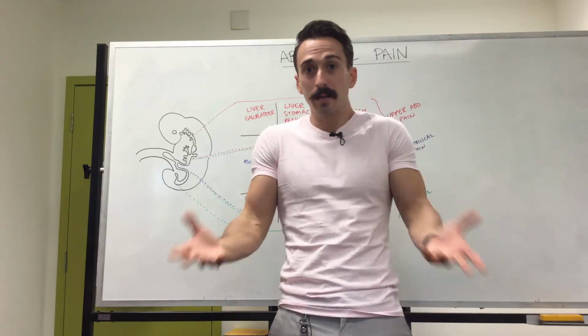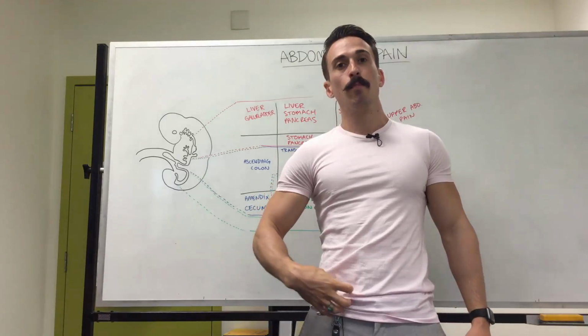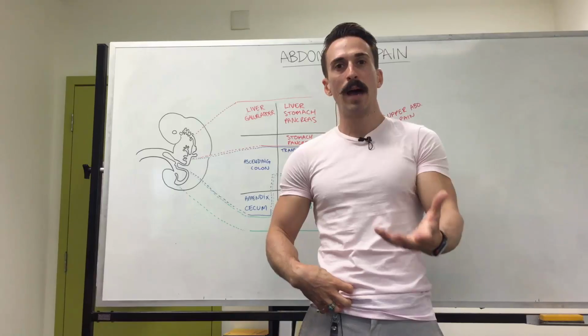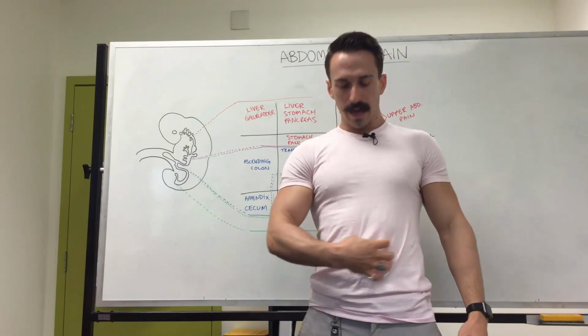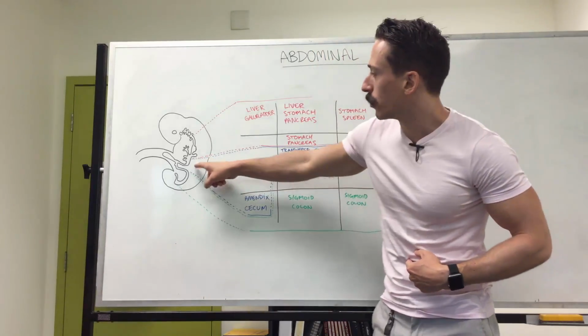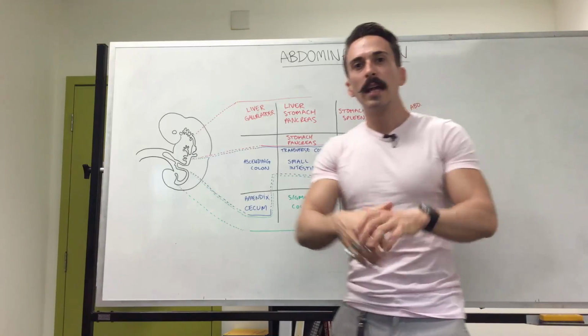Now another reason why this is important is because you can see the appendix, while it may sit down in the bottom right area, when you first get appendicitis or appendix related pain, it tends to present itself as though it's coming from the umbilical region. Why? Because of its embryological development being the midgut, in the mid area. Okay, so that is called visceral pain.